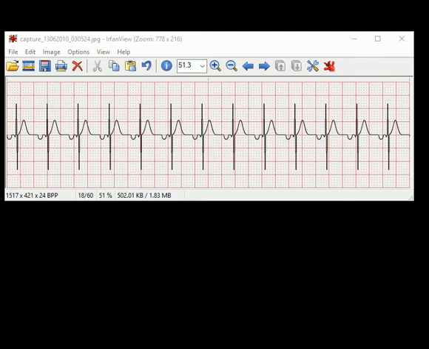Okay, we're going to look at one last one, and I'm going to let you go ahead and figure out all the components by yourself. So you should know now what rules and what things you're looking at. So go ahead and pause the video and analyze this rhythm, and I'll be back with you when you're ready.